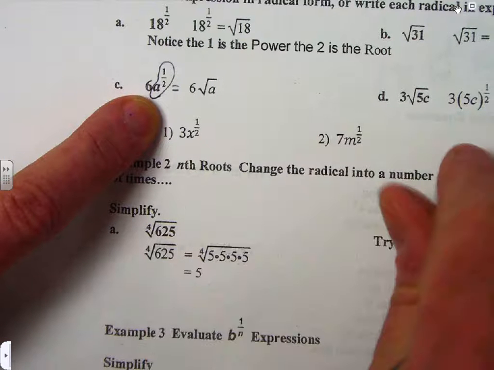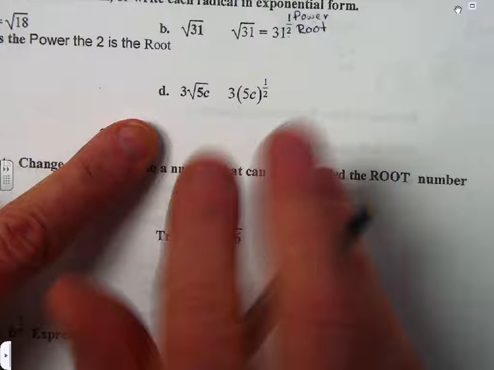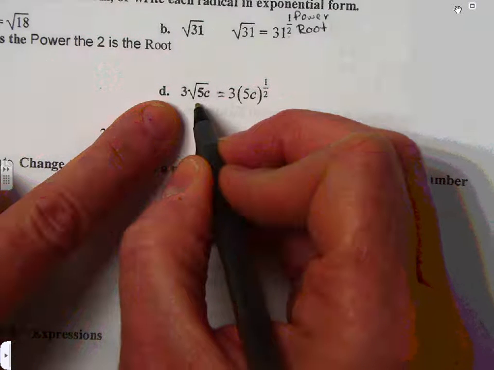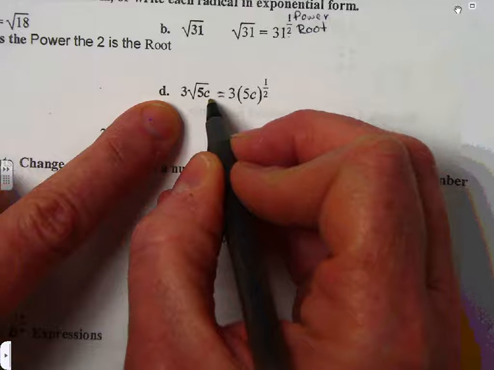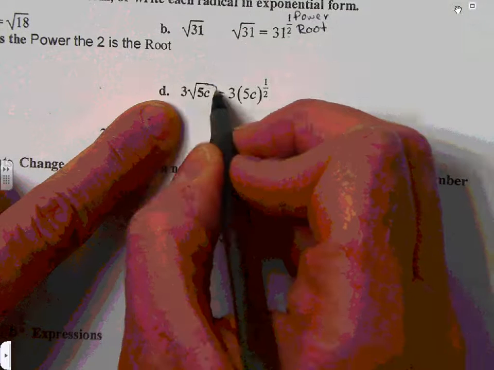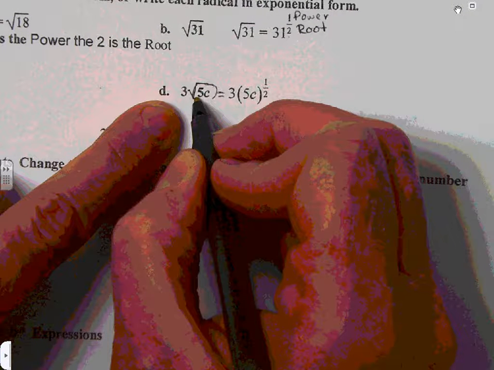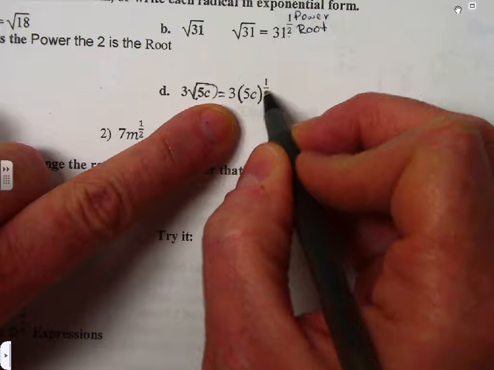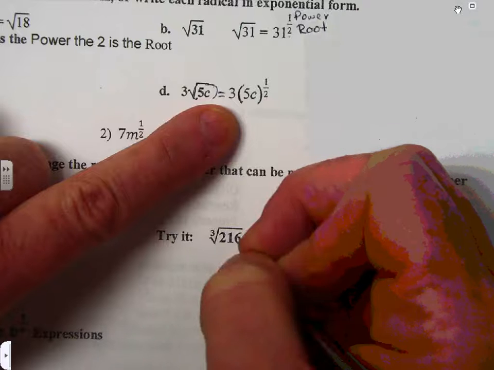So look at D here. Notice how this is written as a radical. 3 times the square root of 5c. Notice the 5 and the c are underneath. Therefore, the 5 and the c both have to be affected by the exponent, and that's why you have to put them in the parentheses. If there's more than one, you need to put parentheses.